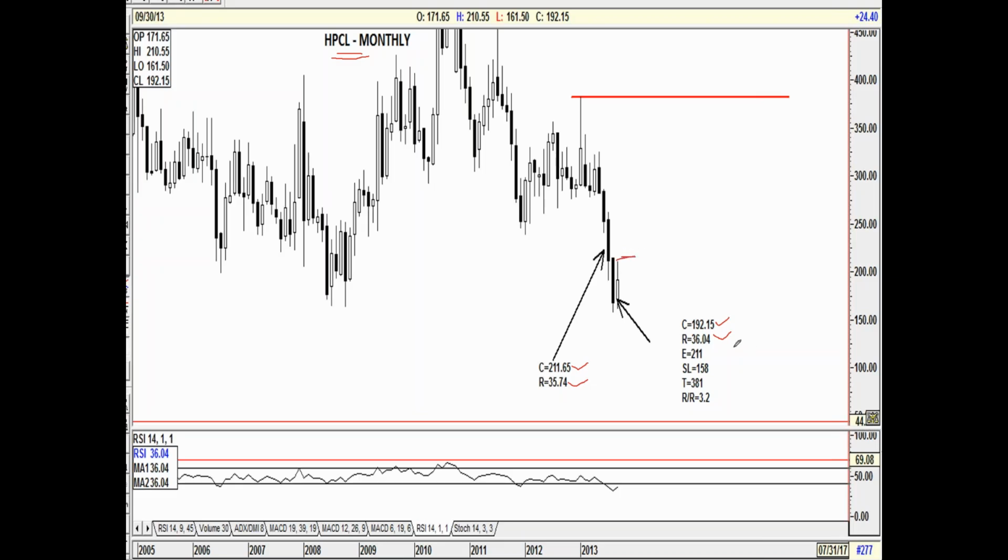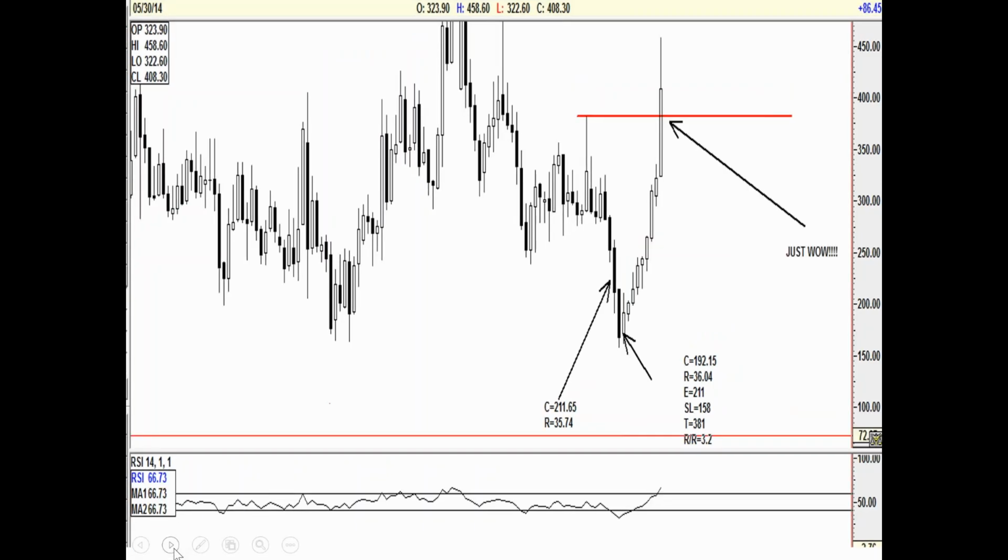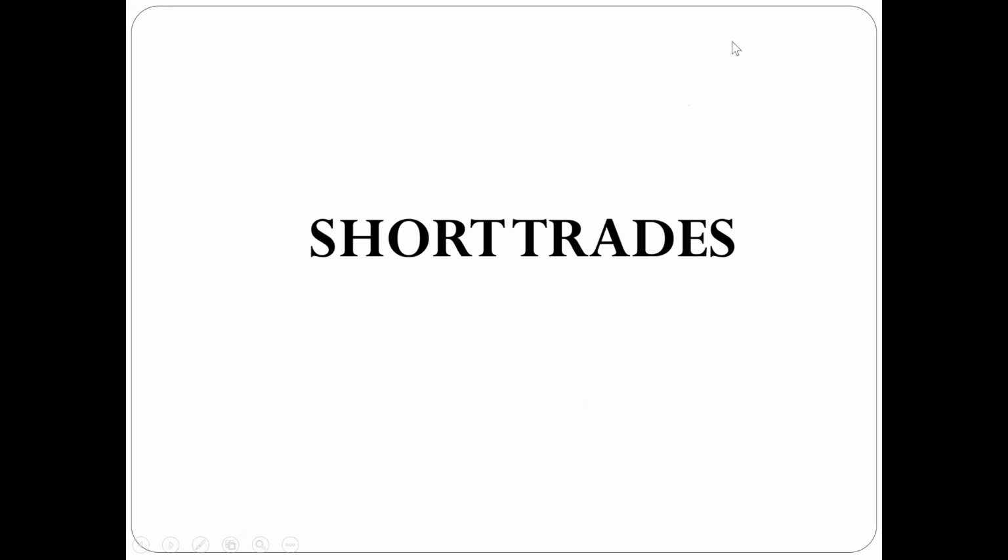Entry is above the high of this candle at 211. Stop loss is below the low of this candle, that is 158. Target is 381, the swing high. Risk to reward is 3.2. This is the monthly chart. Entry triggers on the next candle, that is next month. And you bang on the targets. So from daily to weekly to monthly, because of the fractal nature of this trade setup, you can trade it. Very effective and very resultful trade setup.